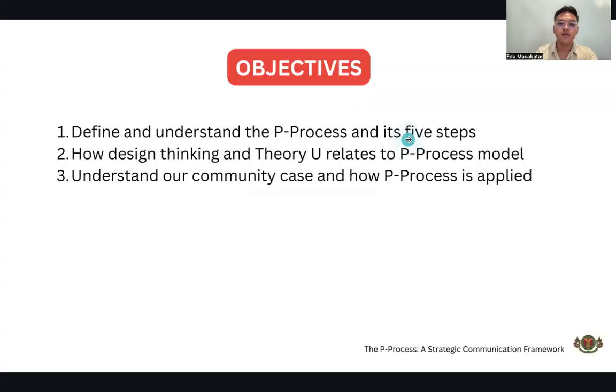Now, our discussion today will have three objectives. First, we will define and understand the P process and its 5 steps. We will also try to relate the P process model to existing theories such as design thinking and Theory U. And we'll also understand the case in our community, Project Inclusive, and how we were able to apply the P process model. All right, let's begin.